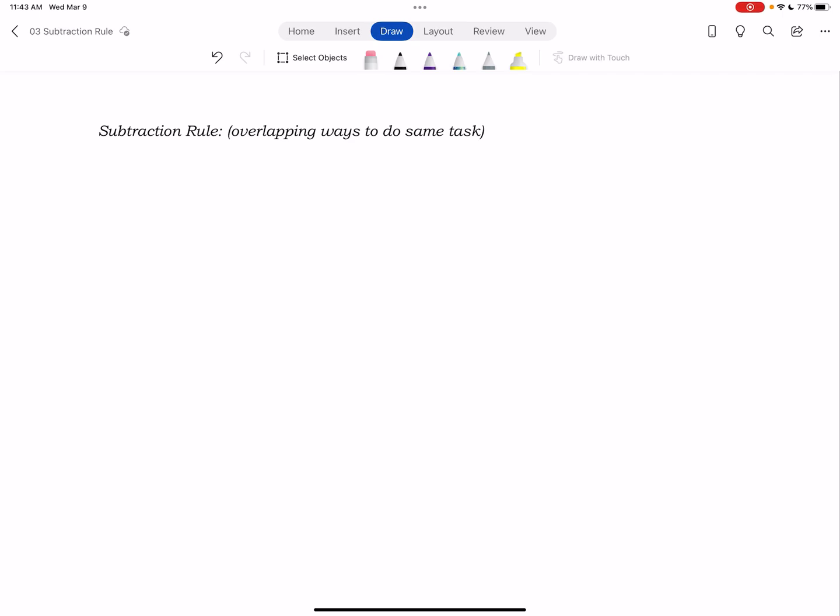Another counting rule that we use is the subtraction rule, sometimes called inclusion-exclusion. When we did the sum rule, we had to make sure that the two tasks that we were doing were independent. So we said that word "or", but the tasks were independent, meaning they didn't have any overlap. So the question becomes, what do we do if the tasks have overlapping ways to do them? And that's where the subtraction rule comes in.